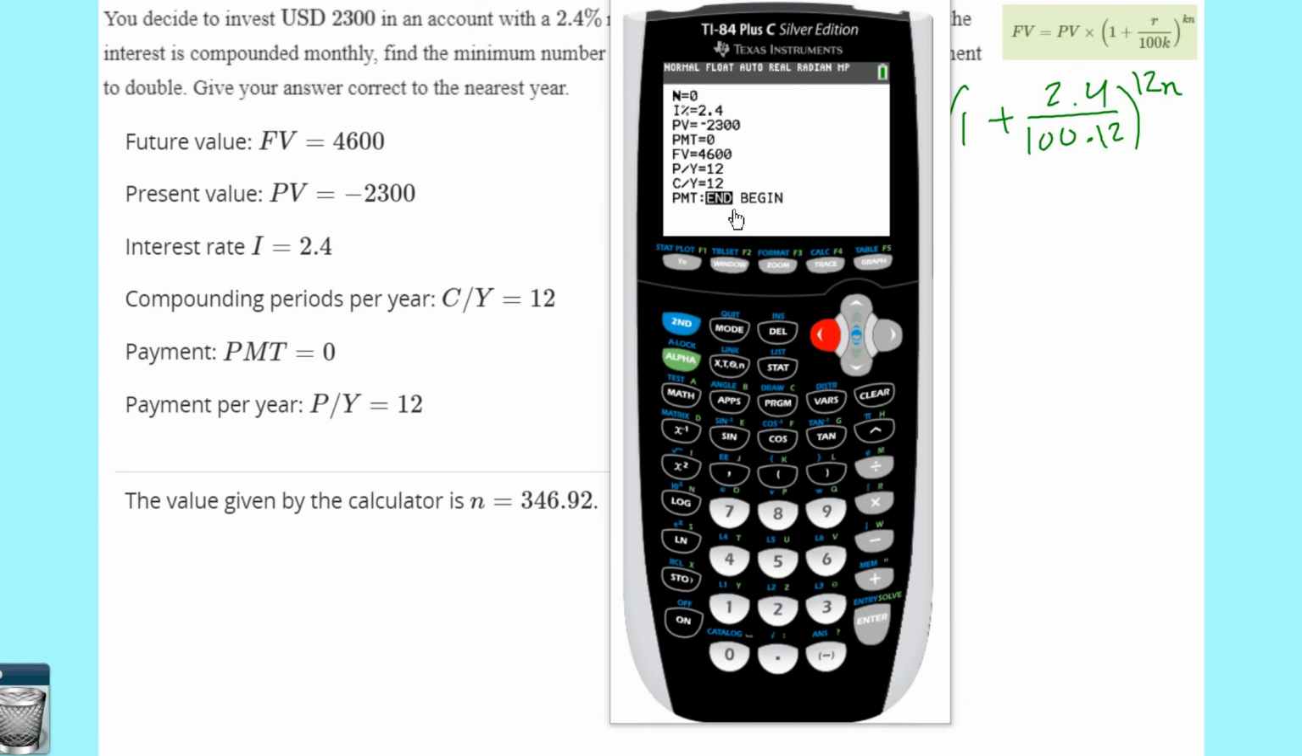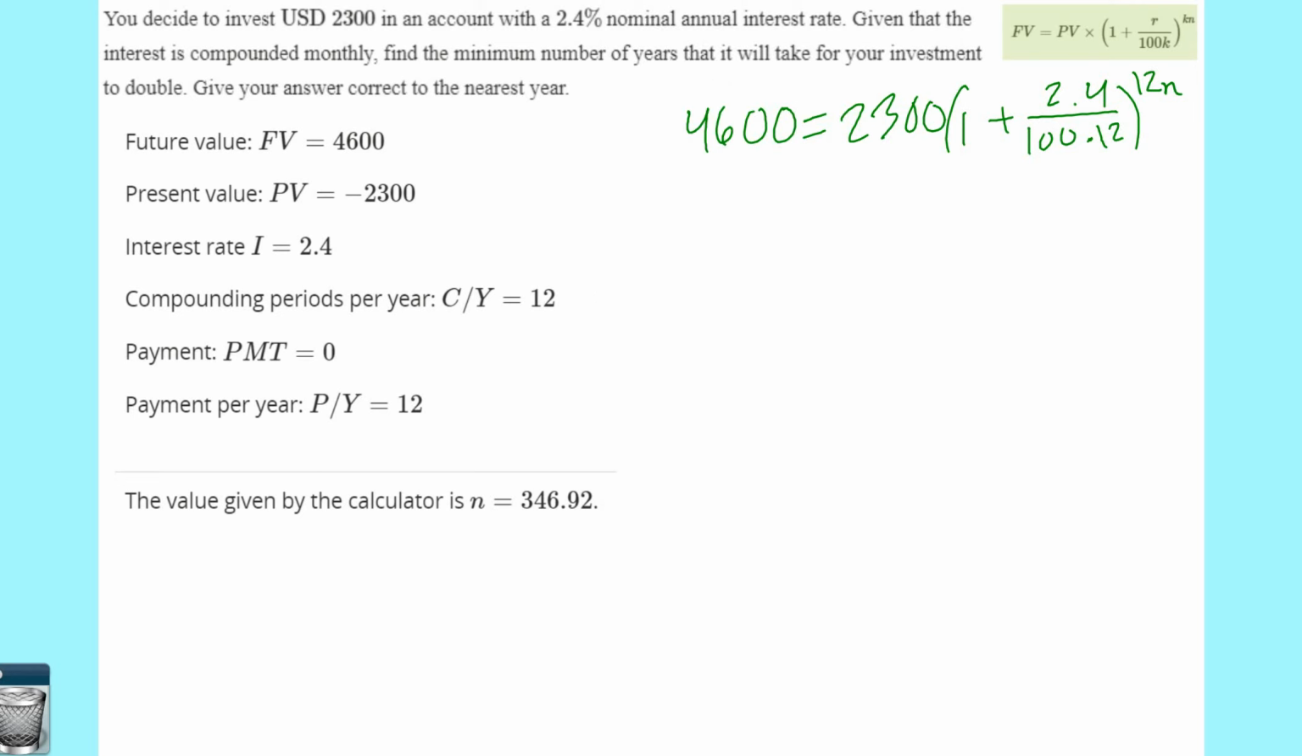Again, we pull up our calculator and we plug in these values. N is the only thing we don't know, because we don't know how many years. So we're going to do alpha solve for n, and we get 346.92. Remember, we want to find the minimum number of years that it will take for our investment to double. So that's how many total times it's going to happen. But remember, we want to find just the number of years.